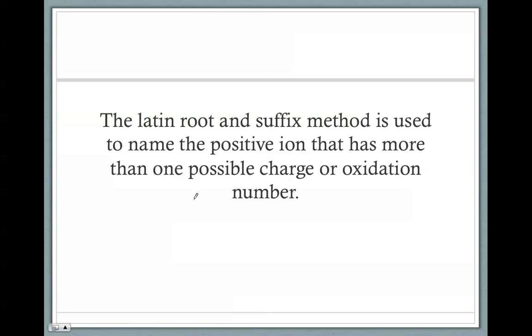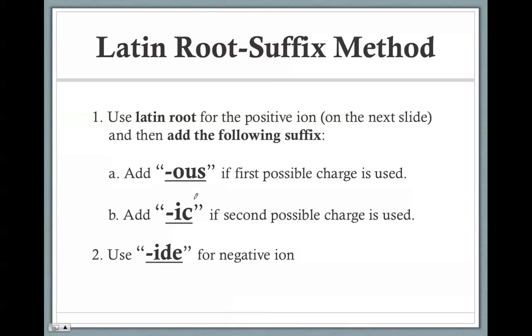Similar rationale to the stock system. So we're going to use the Latin root for the positive ion, and I'm going to show you that on the next slide. And then we're going to add the following suffix. We're going to use the periodic table. If it's the first positive charge listed, we're going to use OUS. If it's the second possible charge listed, I'm going to add on IC. The negative ion stays the same with IDE.